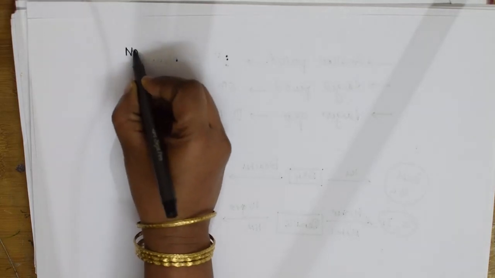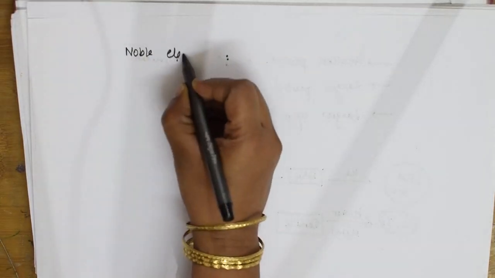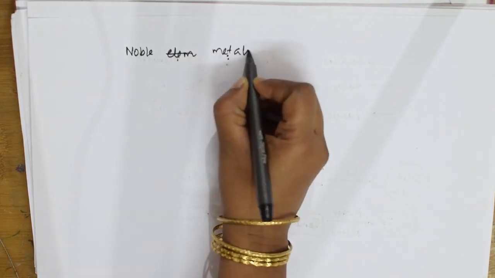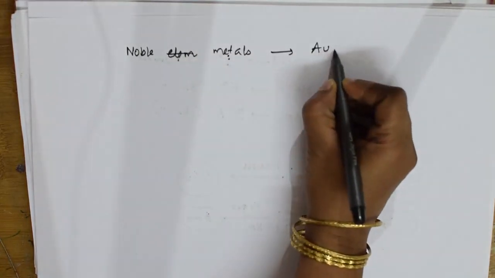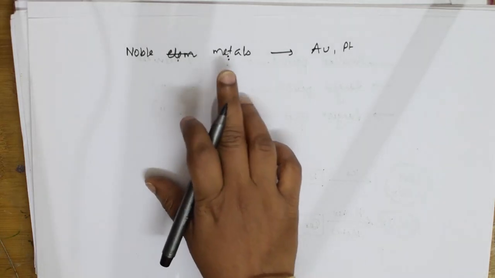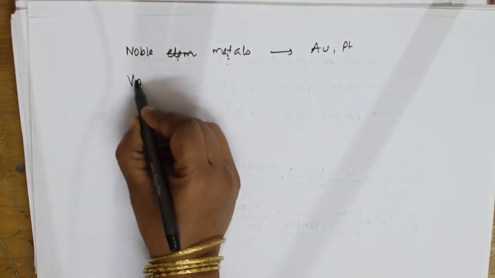So if I have to add some more, what are the noble metals? It's nothing but gold and platinum. Noble elements everybody knows: zero group elements of group 18, that is helium, neon, argon, krypton and xenon. But here there were noble elements. Now let me write one more category.